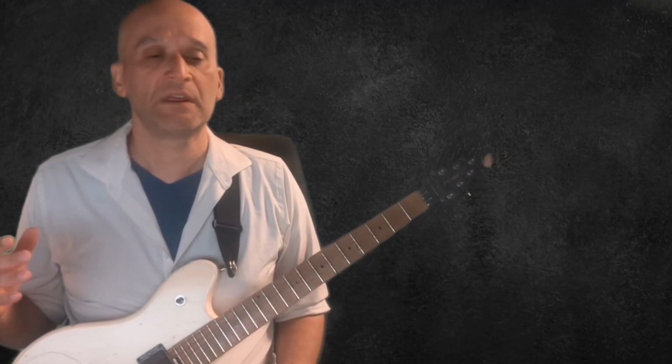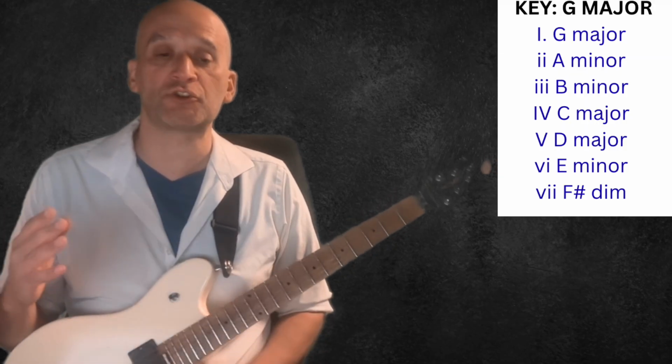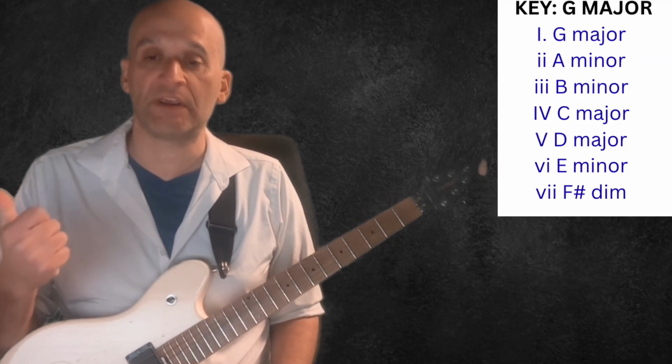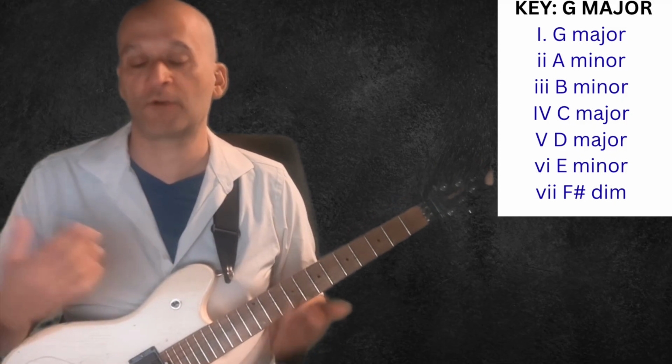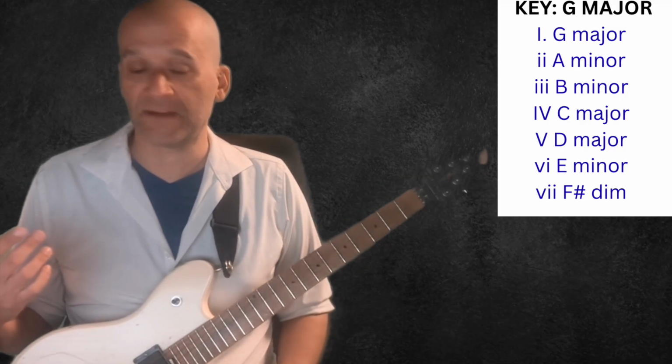Okay, what key signature has the C chord as the 4 chord? The answer is the key of G, also known as the key of 1 sharp, because the chords are G, A minor, B minor, C is the 4, and there's more chords after. I'm not even going to get into that today.